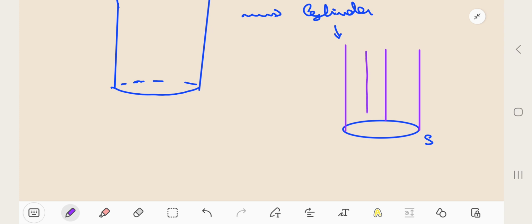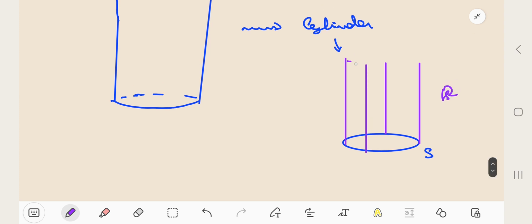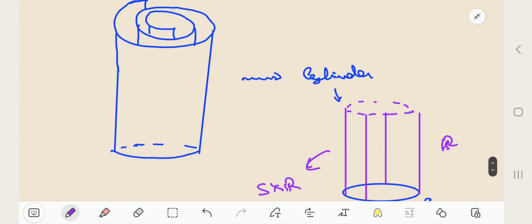are you getting my point? If I just scale S by R, this just forms R, then I will eventually get a cylinder. So this is nothing but S cross R. You can typically follow that this is nothing but S cross R, and S is nothing but T. So this is just T cross R, and this is just T1, and this is just R1, right?